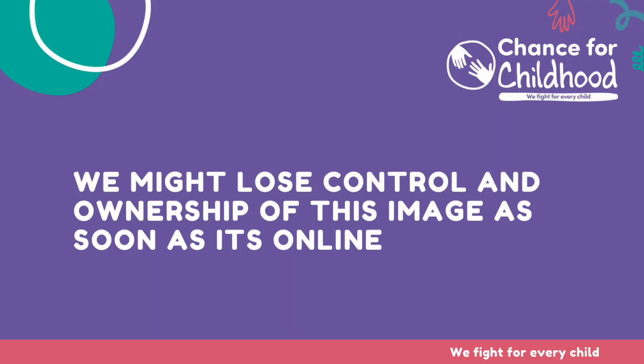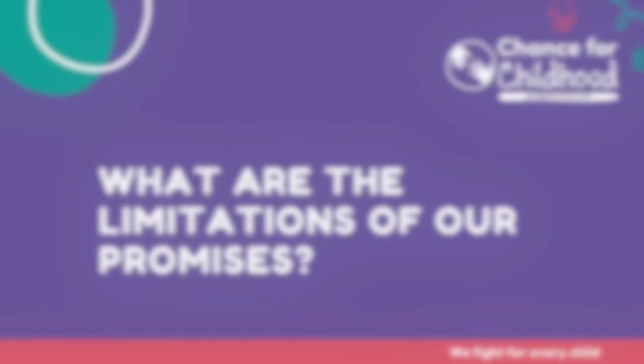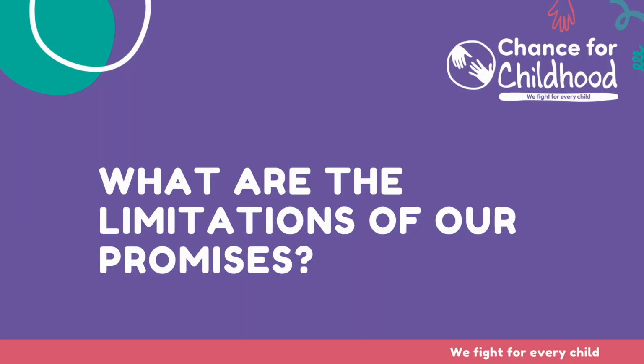Do we meaningfully explain the reality that we might lose control and ownership of this image as soon as it is online or on social media? And do we really understand this ourselves? What are the limitations of our promises to delete images or stories online? And do we have the team capacity and knowledge to execute the withdrawal process in the first place?